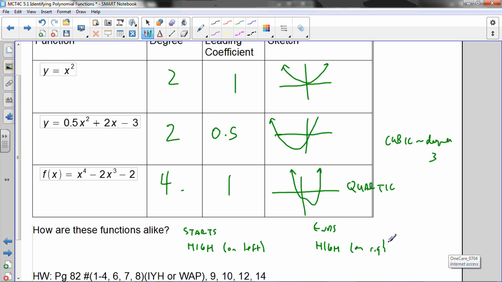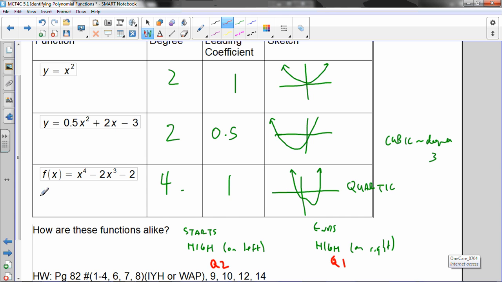And I can describe that. That's what we call the end behavior of the function. All of these start upper left and end upper right. We could think of it as starting in quadrant 2 and ending in quadrant 1. We could think of it that way.